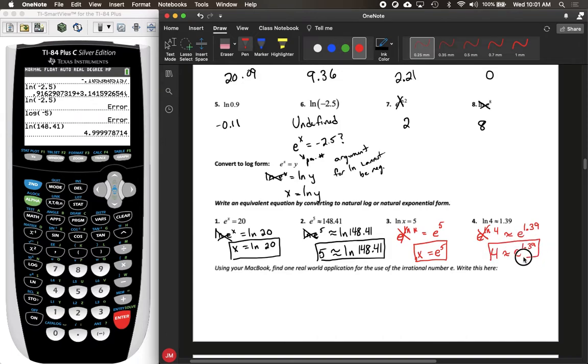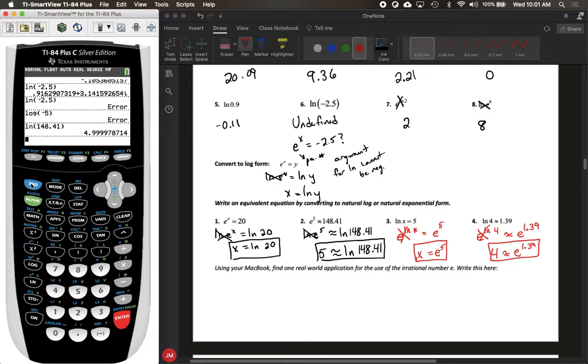Again, we've already converted, so we are done at that point, but I'm just curious, what is e to the power of 1.39? If we take e to the power of 1.39, is that about the number 4? Yeah, pretty close. Not quite as close as it was on number 2, but 4.01 is still pretty close to the number 4.